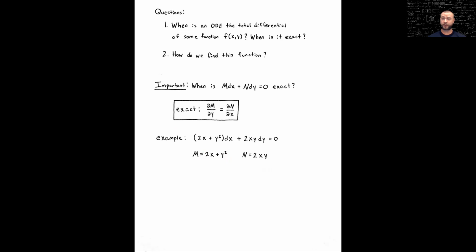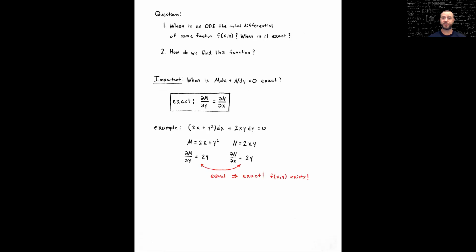All right, let's go back to our intro example. So we're going to write it in differential form. Earlier in this part of the lecture, we identified m and n. M is 2x plus y squared, and n is 2xy. Is this ODE exact? Let's apply our criteria above in the box there.